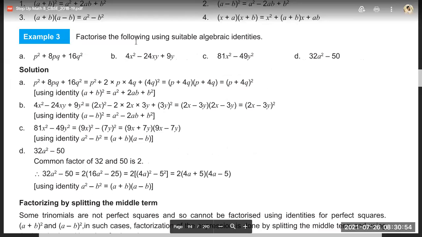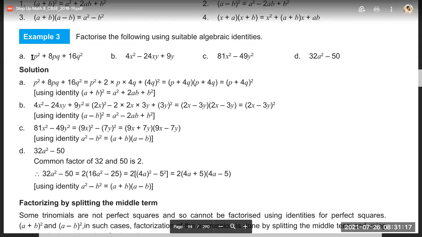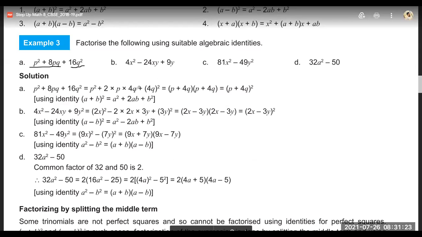Now let's look at this example. Factorize the following using suitable algebraic identities. The question is to use the algebraic identities, and the goal of the question is to factorize. The goal of the question is to factorize, and the medium we need to use is the algebraic identities. Right. So let's have a close look at this. First one: p square plus 8pq plus 16q square. How do we use that? How do we factorize it?